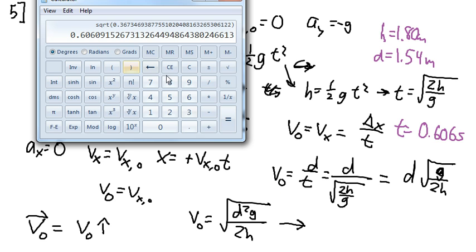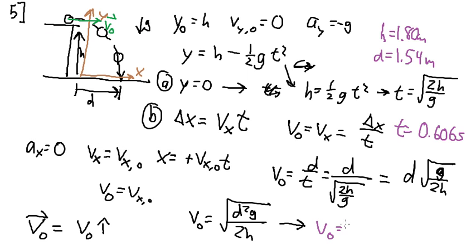And then my initial velocity was the square root of d squared, 1.54 squared, times 9.8, divided by 2 times 1.80, and then take the square root of that, and so v naught was 2.54 meters per second. So v naught equals 2.54 meters per second.